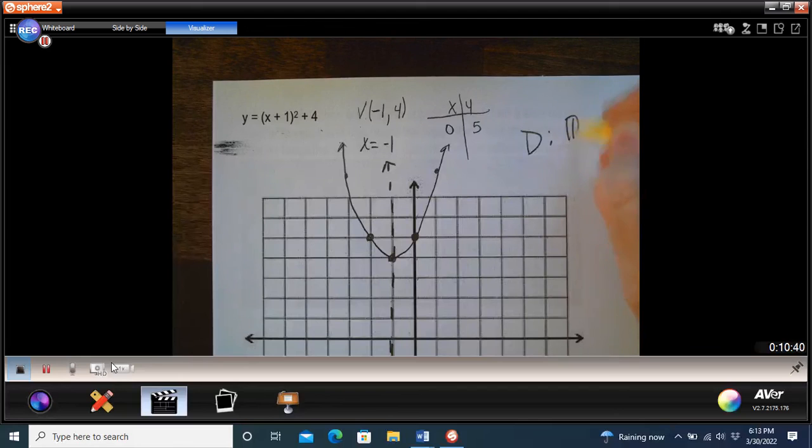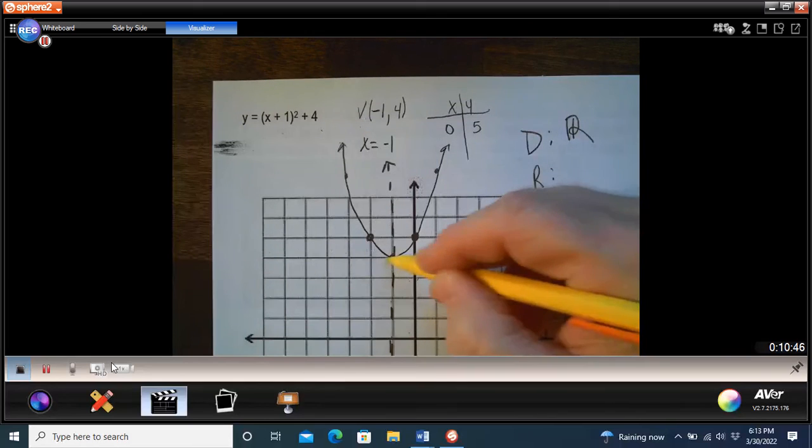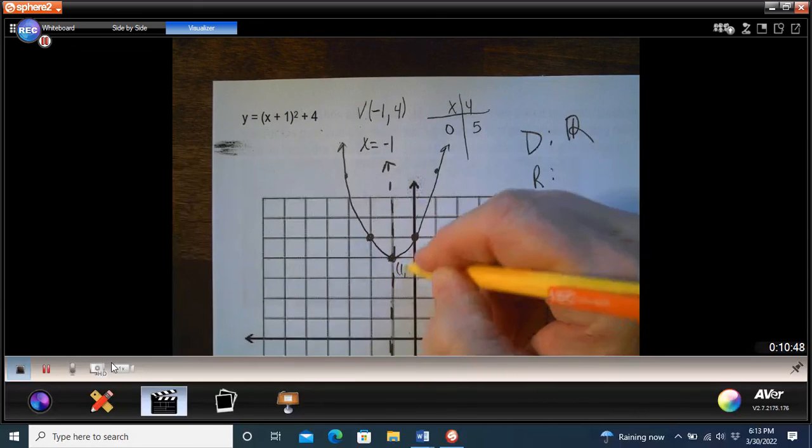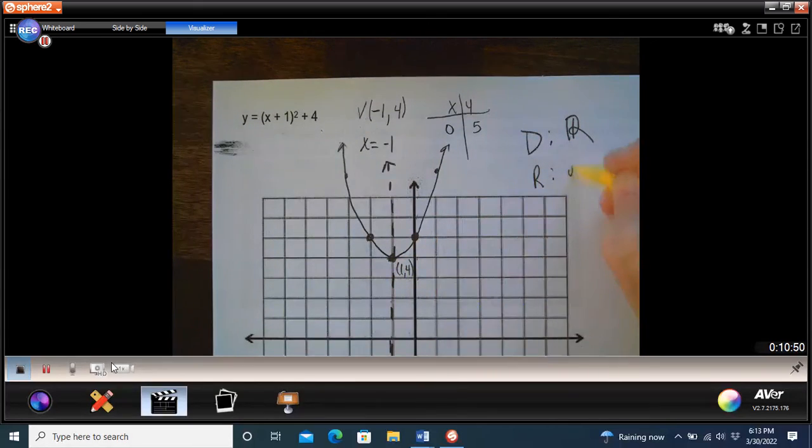Domain is all real numbers. That's our symbol for all real numbers. And the range, the vertex here is at -1, 4. So y is greater than or equal to 4.